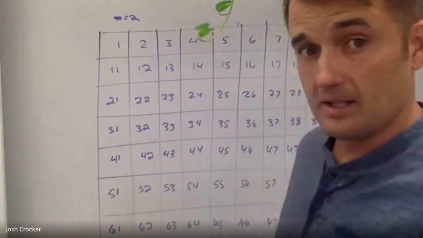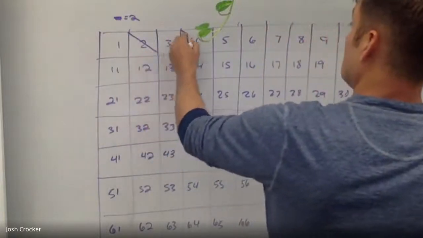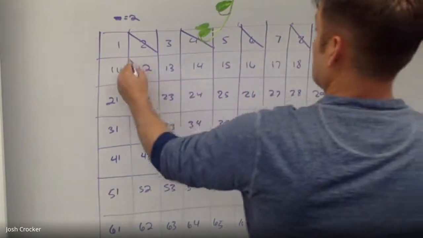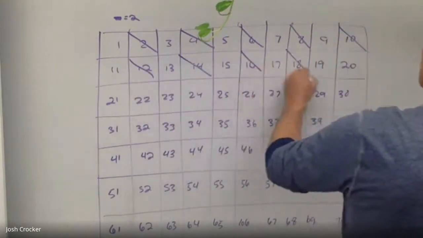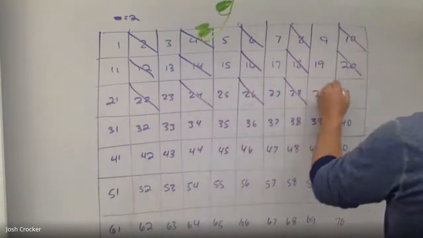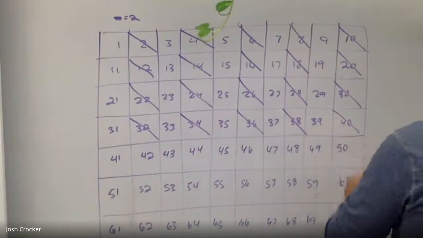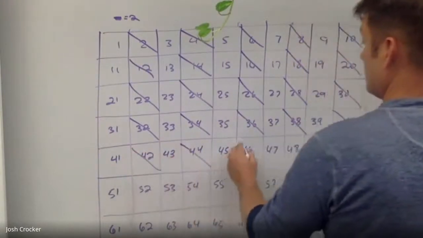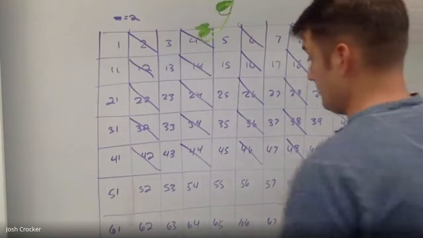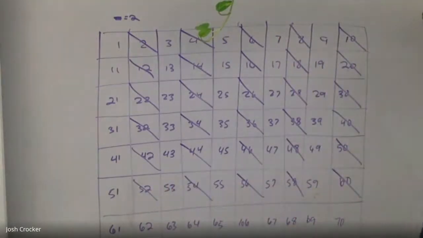So I'm just going to count by 2s. 2, 4, 6, 8, 10, 12, 14, 16, 18, 20, 22, 24, 26, 28, 30, 32, 34, 36, 38, 40, 42, 44, 46, 48, 50. Makes a pretty clear pattern, right? 52, 54, 56, 58, 60.